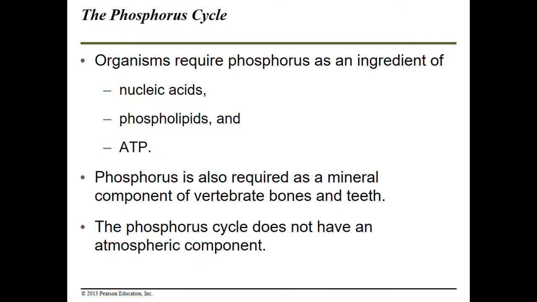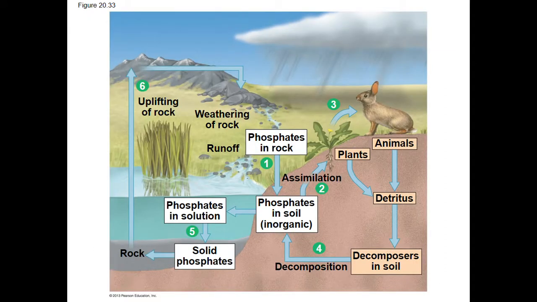And then we have phosphorus, which is important for teeth and bones, and in plants it's important for photosynthesis. So there's no atmospheric component to phosphorus, there's no gas. Phosphorus can move through plants and animals. It can get decomposed and either go to the water, rocks, or back to the plants.